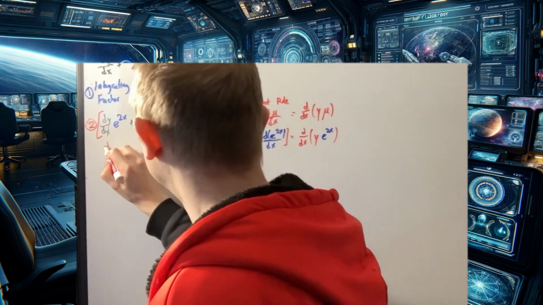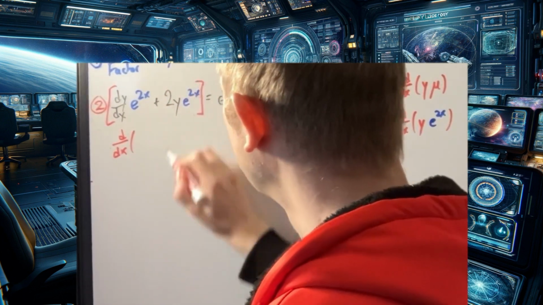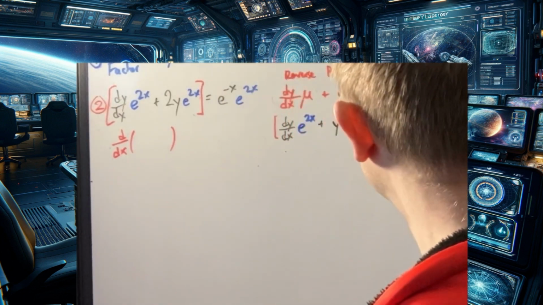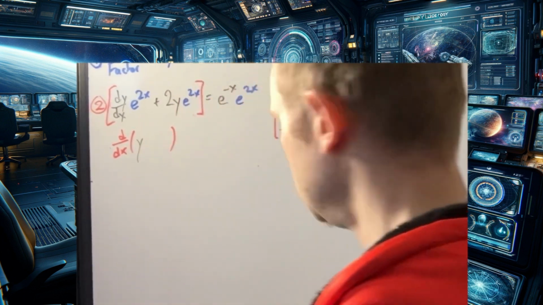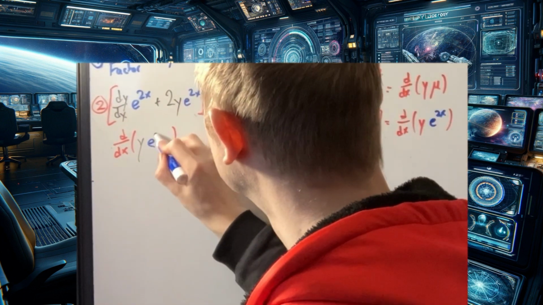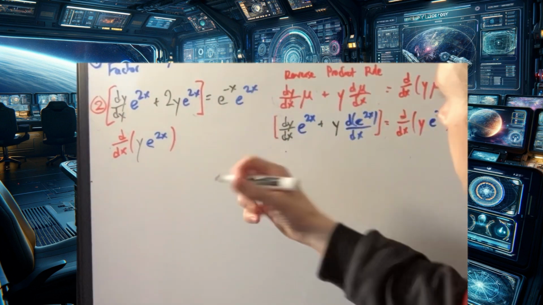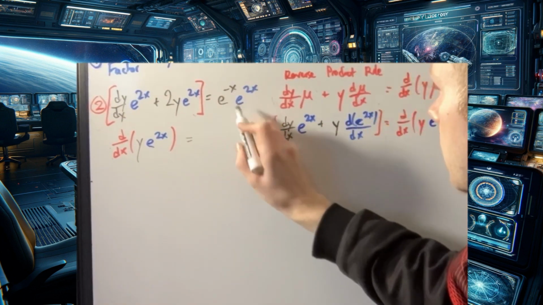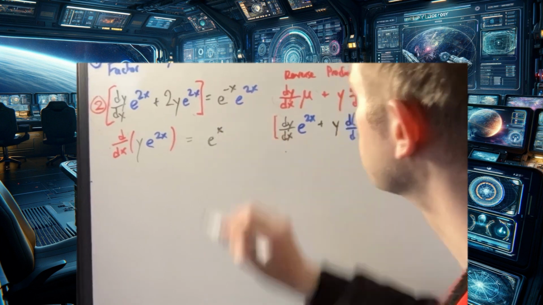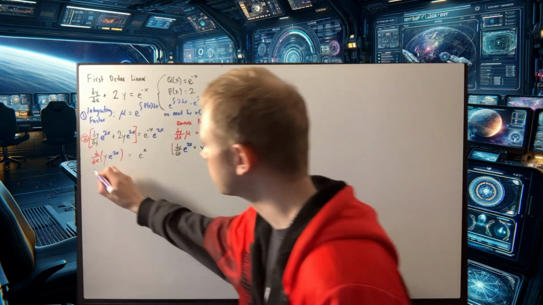So we'll rewrite d over dx, and then we just have the y, and then e to the 2x. And on the right side, we can evaluate this. We can see that this would probably just be e to the x. Now we get to step 3.